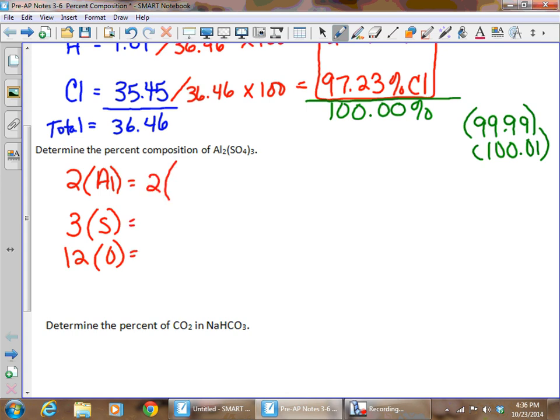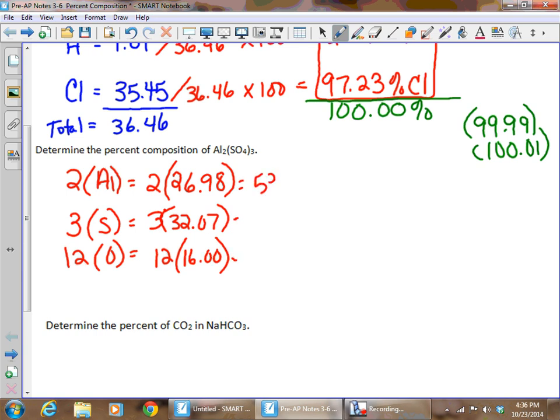So when we multiply that by their molar mass, 26.98 for our aluminum, 3 times the 32.07 for sulfur, and 12 times our 16.00 for our oxygen. This gives us 53.96 for aluminum, 96.21 for sulfur, and 192.00 for our oxygen. Those are the partial values, the parts of each of those 3 elements in this total compound.